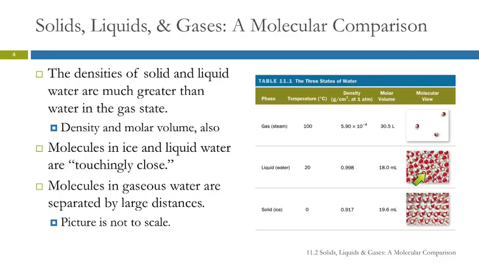And then we look at these illustrations, we see that in the solid and the liquid state, the molecules are touchingly close. They're actually in contact with each other. And in the gas state, there's a great deal of distance between the particles. In fact, if this was drawn to scale, if that was the size of a molecule and we were looking at this size of a box, there would only be part of a molecule in there. That's how much space there is between them.